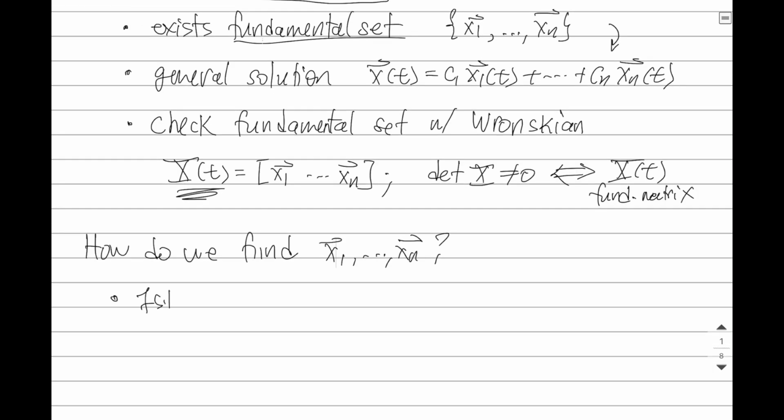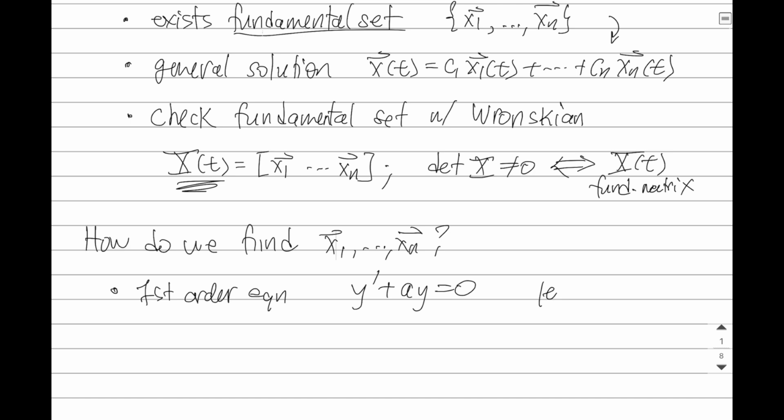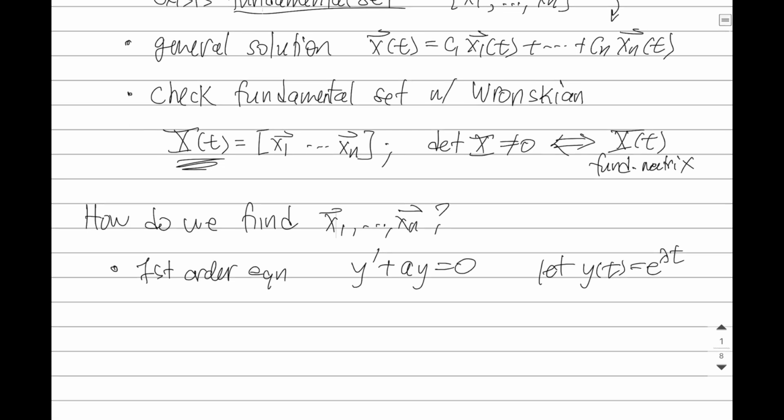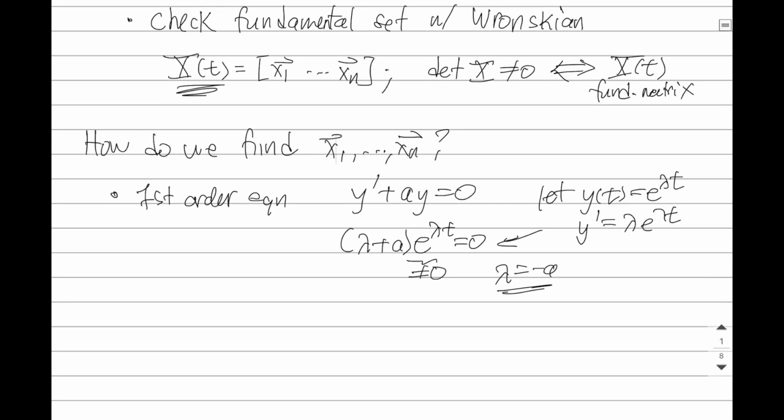Remember that when we have a first-order scalar equation, and if it's homogeneous like this, we know that we can try solutions that are e to the lambda t. If we take the derivative, we'll get a lambda e to the lambda t. We plug this in. What we'll end up finding is that for certain lambda values, we'll get a solution. So this tells us what the lambdas have to be. So our solution will be e to the minus at.